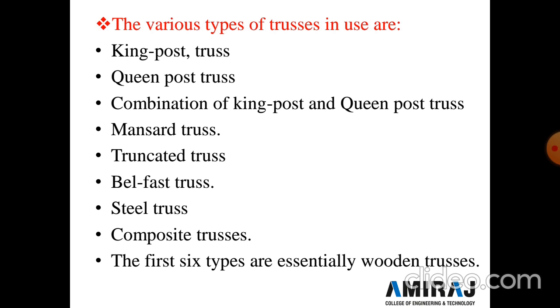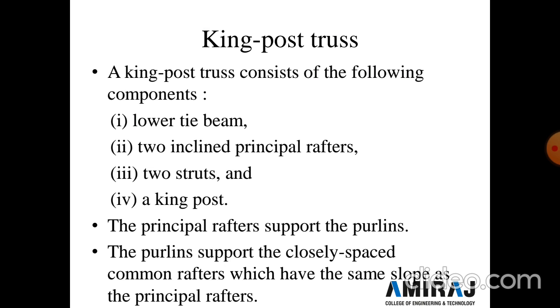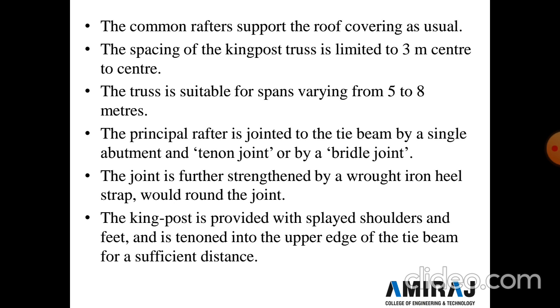Let's start with the first truss, the king post truss. A king post truss consists of the following components: first the lower tie beam, second 2 inclined principal rafters, third 2 struts, and fourth a king post. The principal rafter supports the purlin, and the purlin supports the closely spaced common rafters, which have the same slope as the principal rafter. The common rafters support the roof covering.